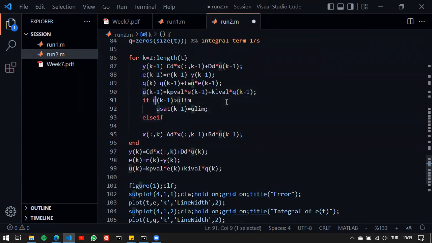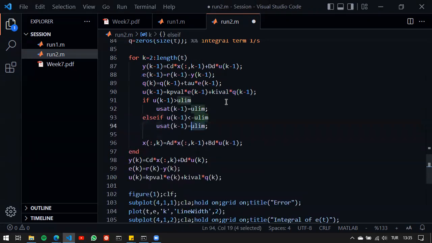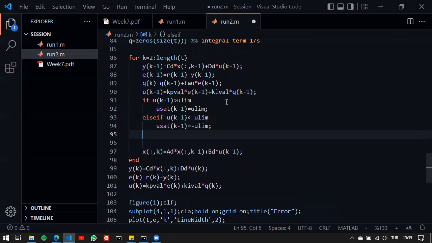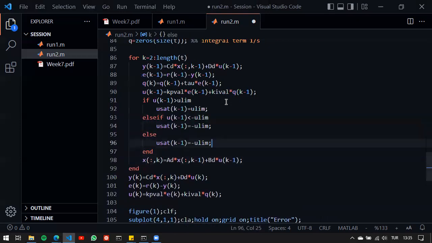Otherwise, if the U signal or the control signal at this time instant is less than minus U lim, then again it should be equal to minus U lim. Otherwise, U sat will be exactly U. So if we're in between the limits, then we're here.